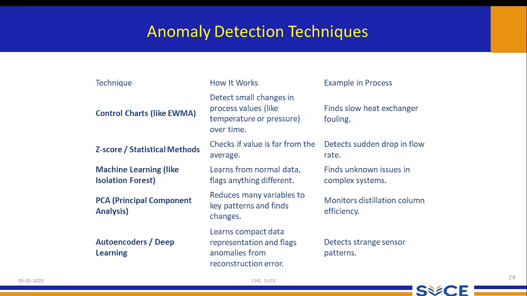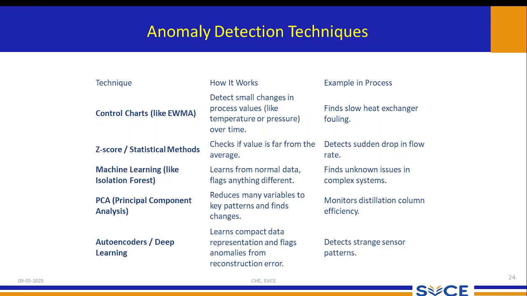I have given an example over here. Control charts like exponential weighted moving average detect small changes in process values like temperature or pressure over time. For example, in a process, it finds slow heat exchanger fouling. So the control chart can be used for this type of anomaly detection. The Z-score statistical method checks if the value is far from the average, to detect a sudden drop in the flow rate. For example, the cooling water flow rate has increased, or there is a drop in flow rate. Then we can go for a statistical method or Z-score.